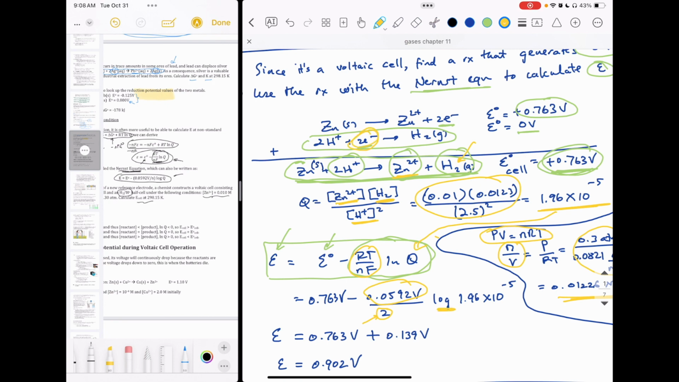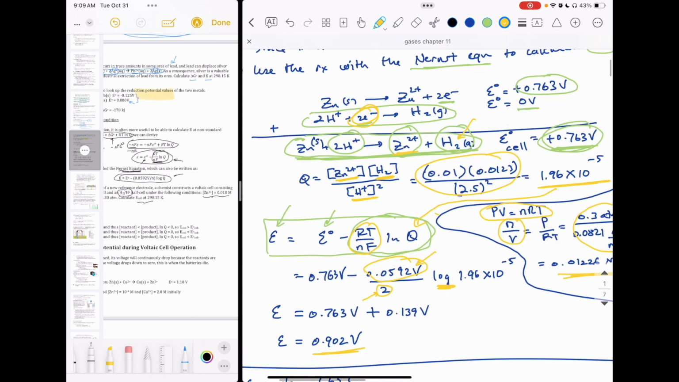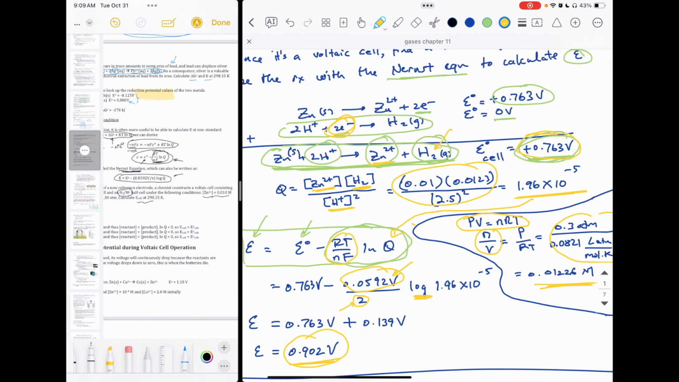Where's that 2 come from? That's the number of moles of electrons. So remember, in the reaction, we have 2 electrons that are being generated, so that's 2 moles. I changed the base here to base 10 for the log because I'm using that 0.0592 in the top. And putting all those numbers in, I get a non-standard cell potential of 0.902. So in fact, when the standard condition gives me only about 0.76 volts, the non-standard condition gives me 0.902 volts.